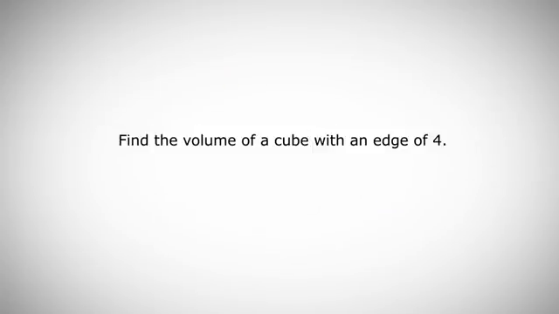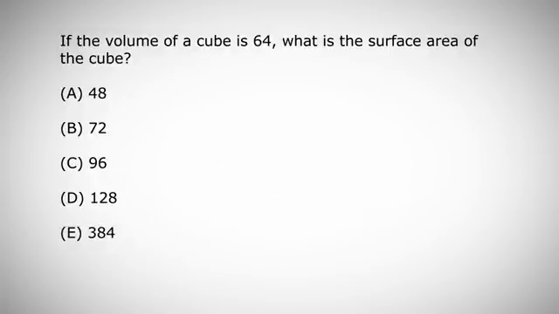Let's find the volume of a cube with an edge of 4. If the edge is 4, we know that our volume is just going to be one of the edges cubed. So our volume is going to be 4 cubed, which makes our volume 64. Let's now apply this to an in-format question on cubes. If the volume of a cube is 64, what is the surface area of the cube?